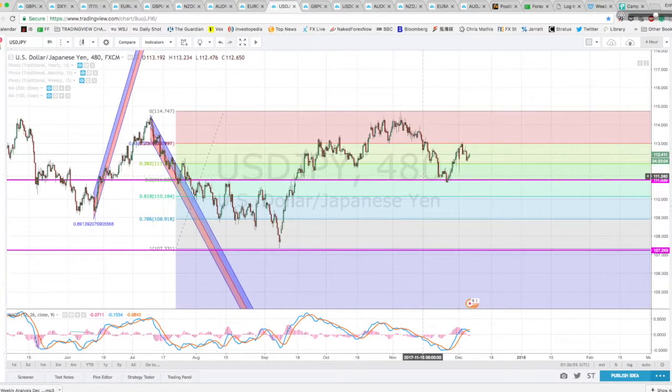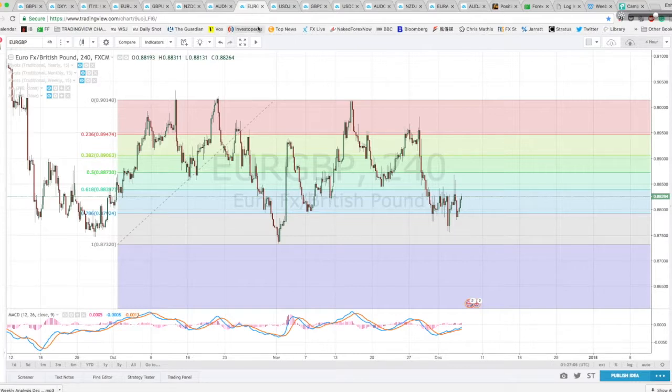Another one I'm still in is cable and the euro pound. British pound obviously is not for everyone. Unless you are a day trader, meaning you are in front of your computer every day, every minute, every hour, which makes you a full-time trader, then you can trade British pound. But if you're not a full-time trader, if you have a job and cannot be in front of your computer, I would not recommend you touch British pound because it's too chaotic.